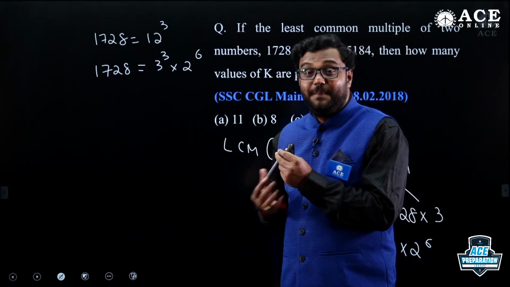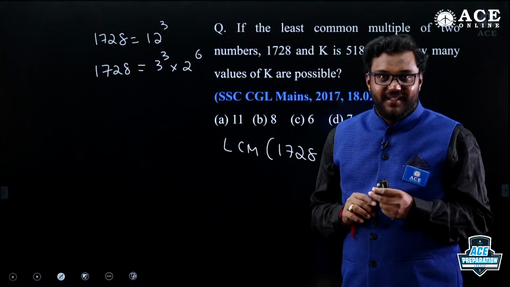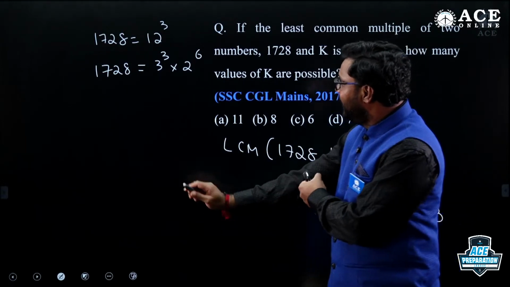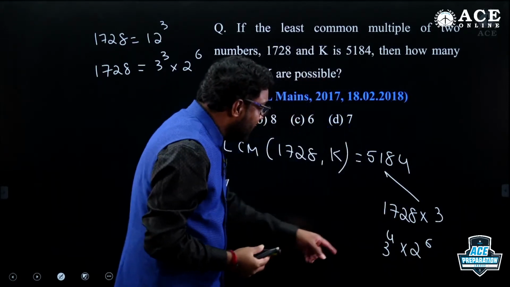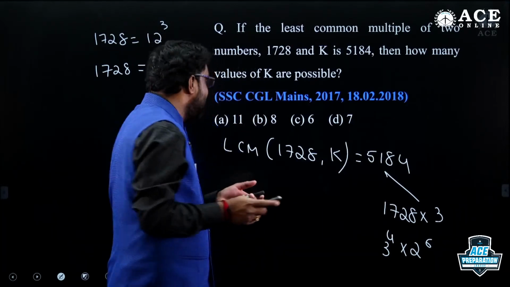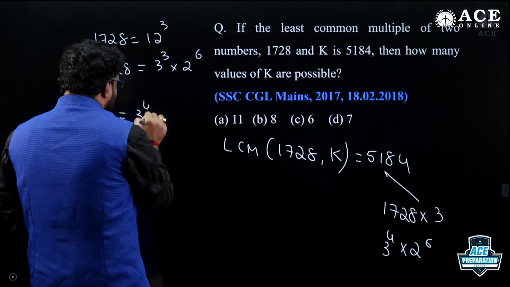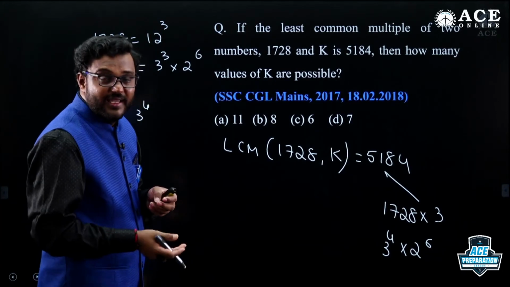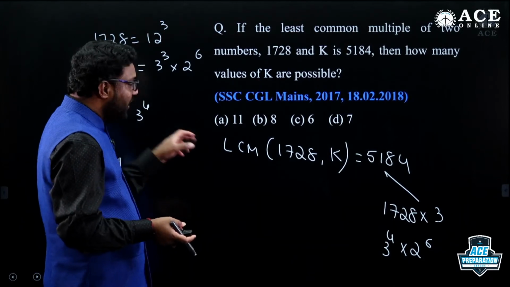We should write all the prime numbers involved and the highest powers of each one, right? Already in 1728, 3 power 3 is the only one available, but in the result 3 power 4 is there. So K must and should have 3 power 4. The other numbers don't involve 5. If you involve 5, 5 should be there.